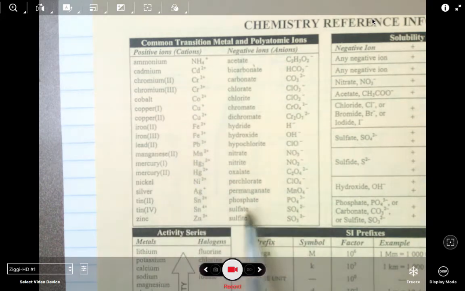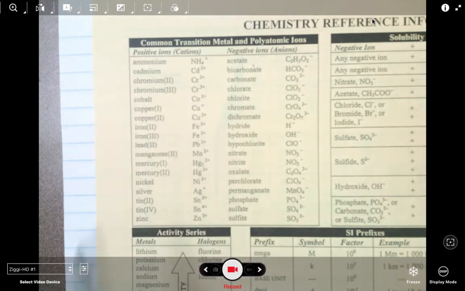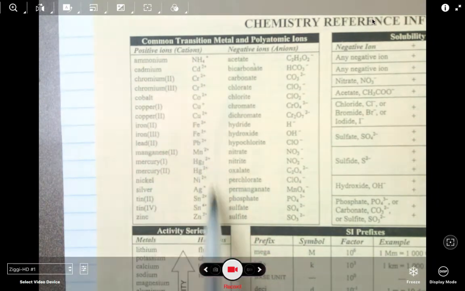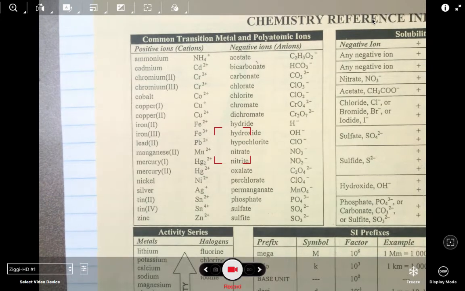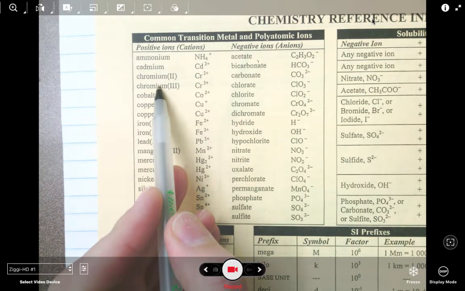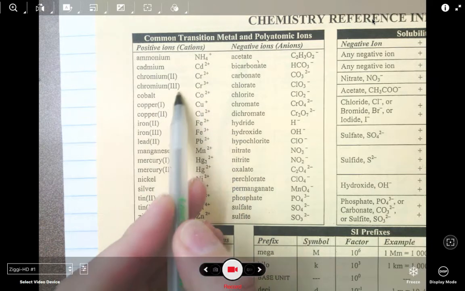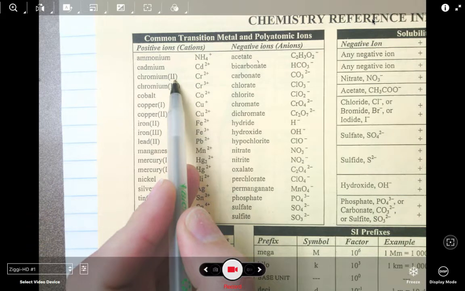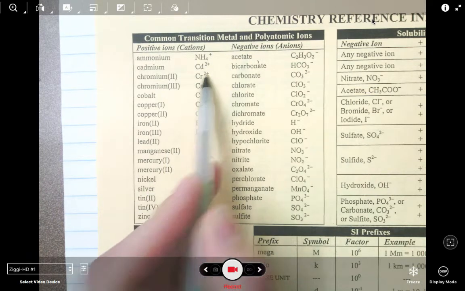So you'll always have this list available to you, and I'm going to start off by talking about the positive cations of the transition metals. In previous videos we talked about the fact that transition metals can take on multiple charges. As you can see here, an example would be chromium that takes on a +2 and chromium that takes on a +3. They're designated with a Roman numeral. So whenever you see a transition metal with a Roman numeral after it, that tells you the charge of the ion.